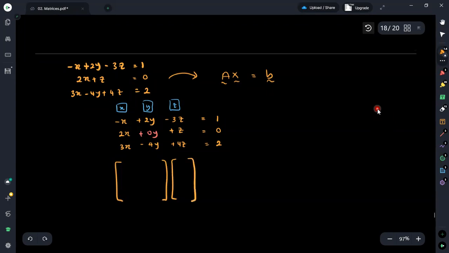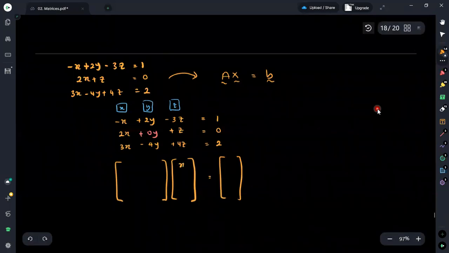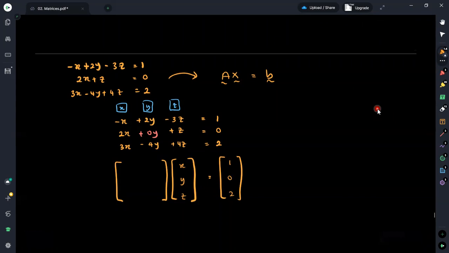The first matrix contains the coefficients, the second contains the variables, and the third contains the constant terms. Now we can see the variable order is x, y, and z, and the constant terms are 1, 0, and 2. There is no need to change the order, because you have already rearranged the variables in the appropriate order.